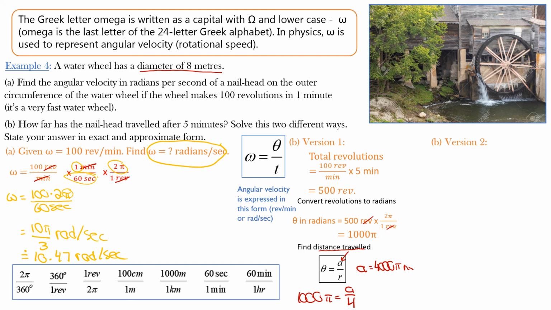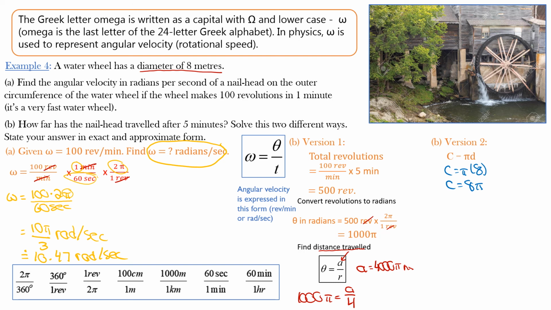Version 2 is a little bit different. So version 2 is faster, I think. Version 2 just goes back to our circumference. Circumference is equal to pi times diameter. So my circumference is equal to pi, and my diameter, we just figured that out, is 8. Let me just write it out like this. Circumference equals 8 pi.